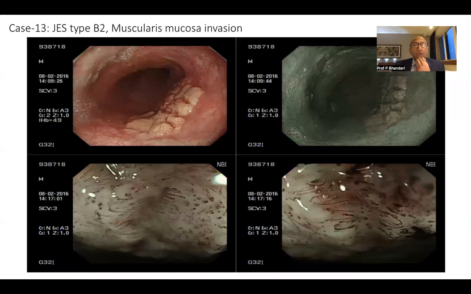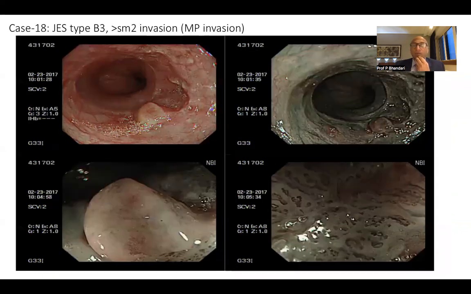In B2, the loops disappear. The vessels get elongated and they begin to branch. And this is a cancer which has invaded the muscularis mucosa or even gone superficially into submucosa, that is SM1. And this is obviously advanced invasive cancer.